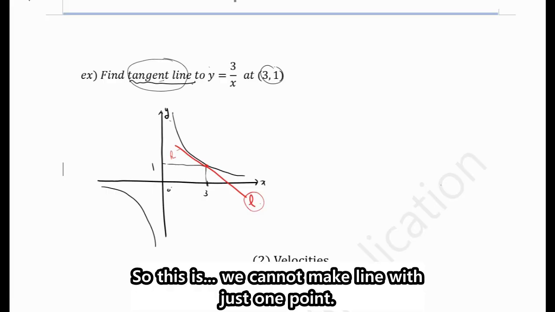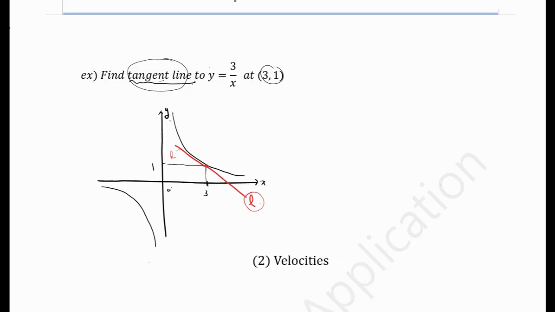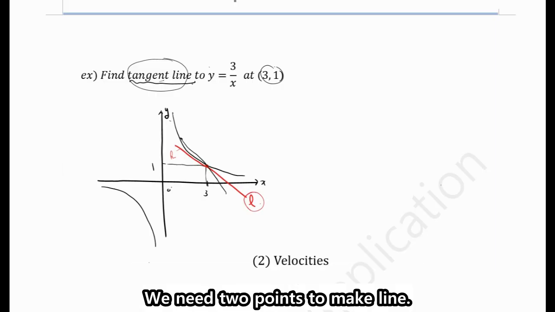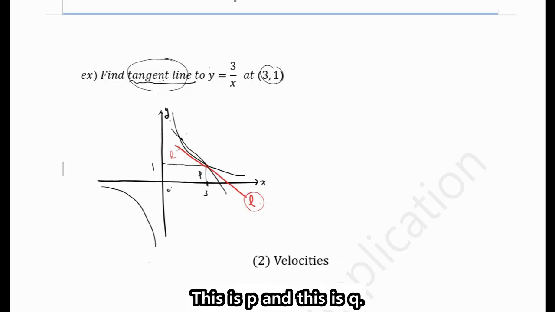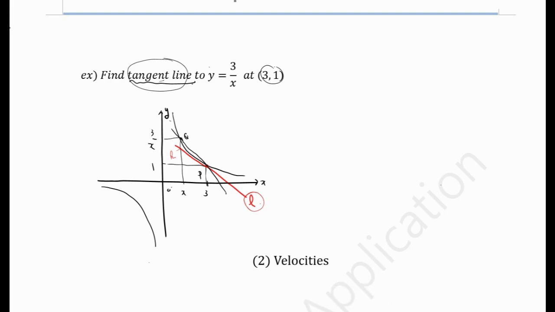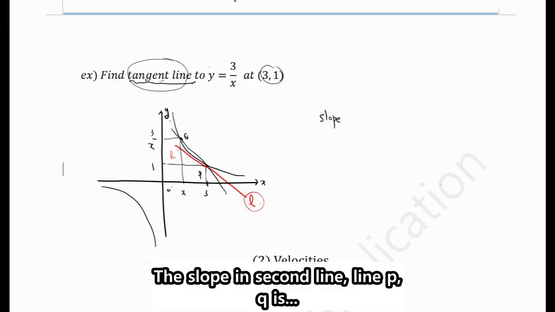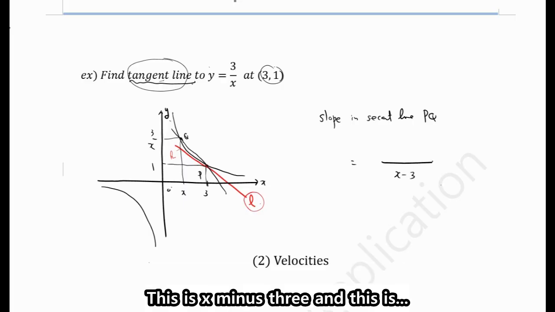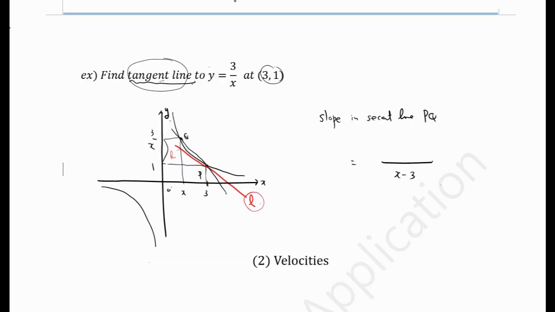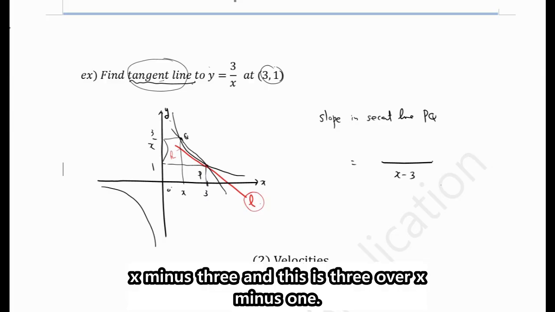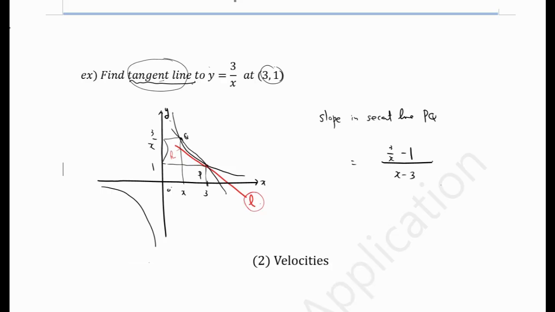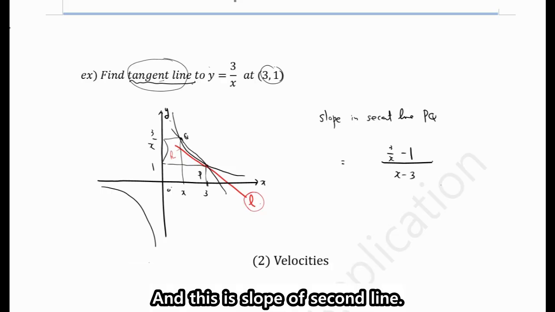We cannot make a line with just one point. We need two points to make a line. This is P and this is Q. Q is (x, 3/x). The slope of the secant line PQ is (3/x minus 1) over (x minus 3), and this is the slope of the secant line.